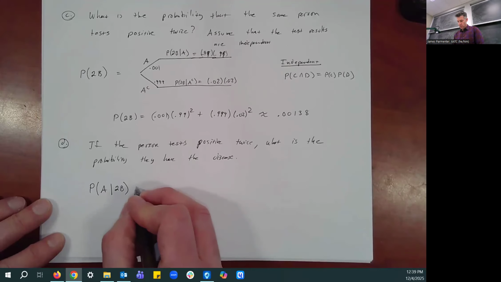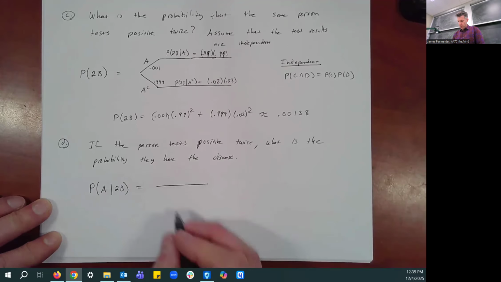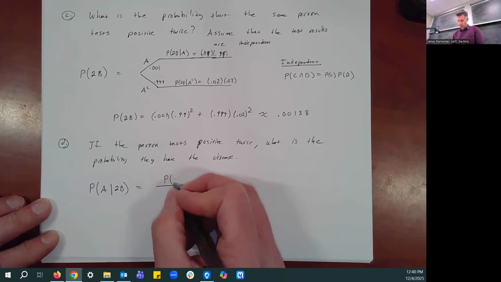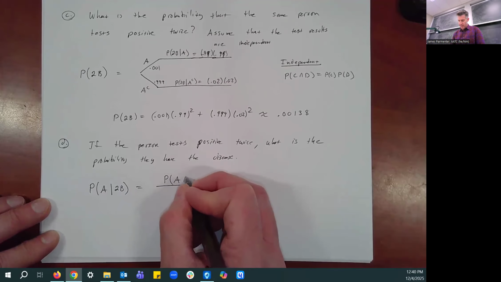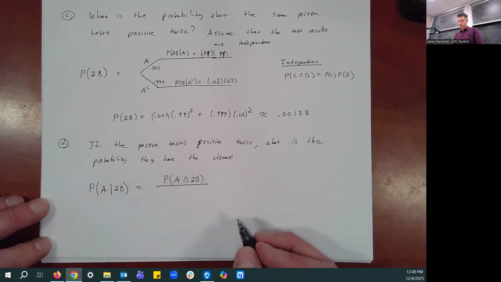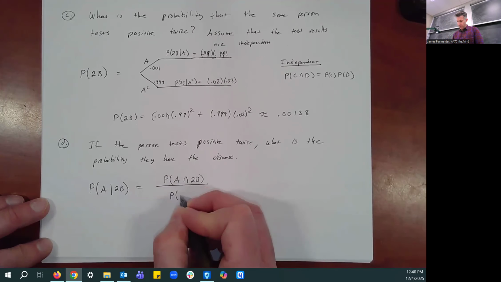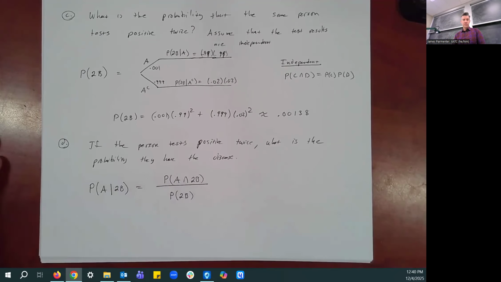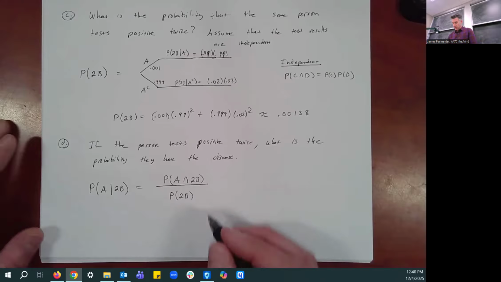Well, typical formula, it's the intersection. It's the probability of having the disease and two positive tests, the intersection, divided by the probability of having two positive tests. We can write more formula if you want. I don't know if we need to personally, but we will.